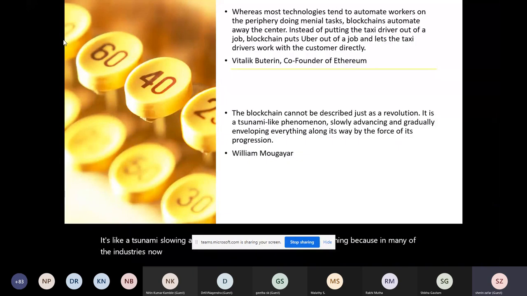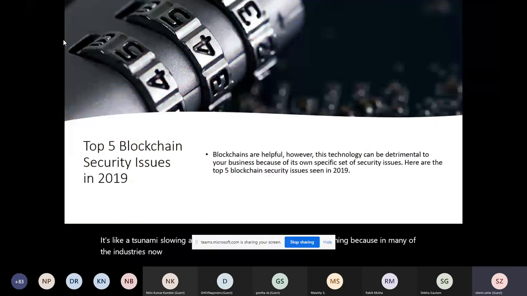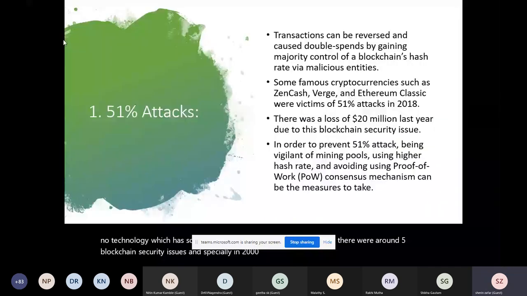But as I told you, there is no technology which has no lapses or issues. Similarly, there were around 5 blockchain security issues, especially in 2019, which were highly talked about. The first one is called the 51% attack. This was very famous, and it was related to the concept of Bitcoin. Those transactions were reversed, causing double spending, with the majority of the blockchain hash power held by people with malicious entries. Some famous cryptocurrencies like Zencash and Ethereum Classic even faced that 51% attack, and there was a loss of 20 million in 2018.